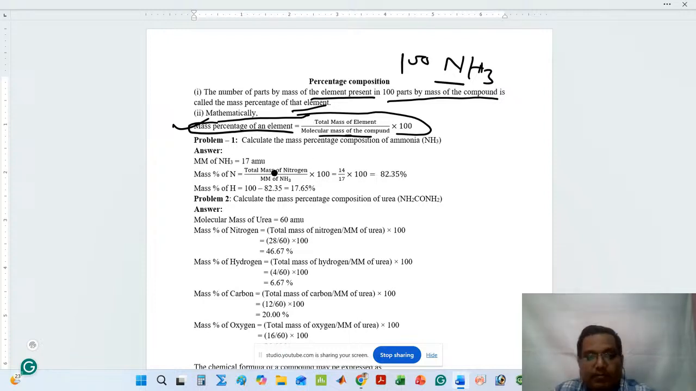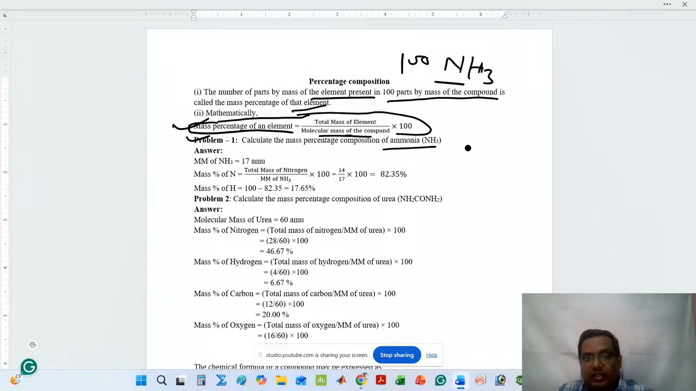Let me explain percentage composition. Move to problem number one. Calculate the percentage composition of ammonia. That means it is necessary to calculate the percentage of nitrogen and the percentage of hydrogen. At first, I will find the molecular mass of ammonia. We know that the molecular mass of ammonia is 17 AMU. How can you prove that it is 17 AMU?